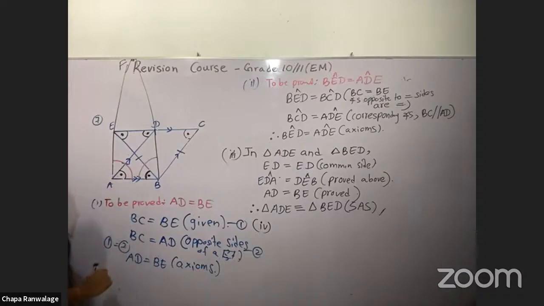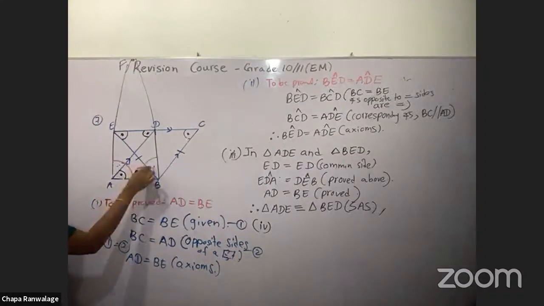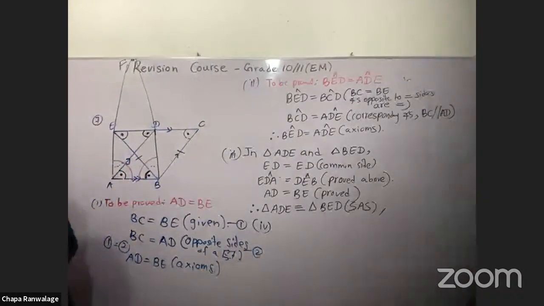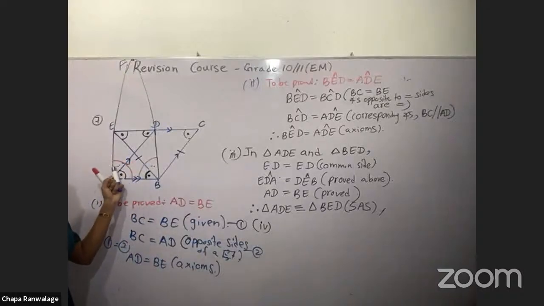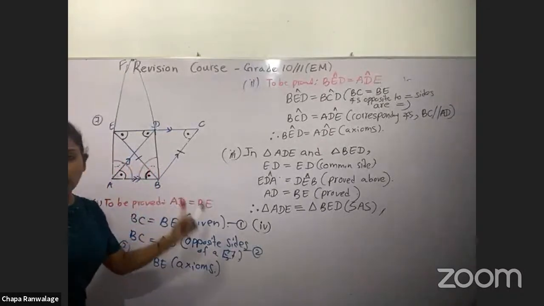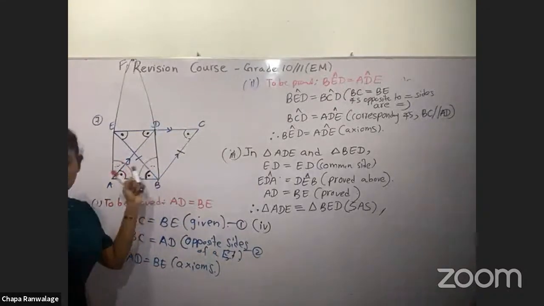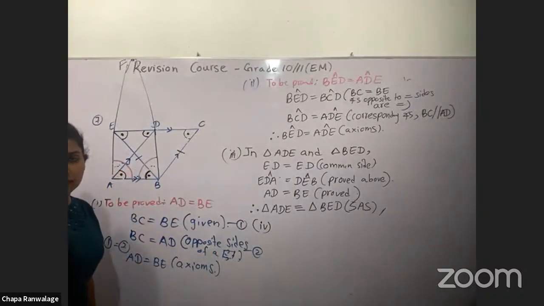Can't we prove that these two are equal? Can. How can we? Because why?